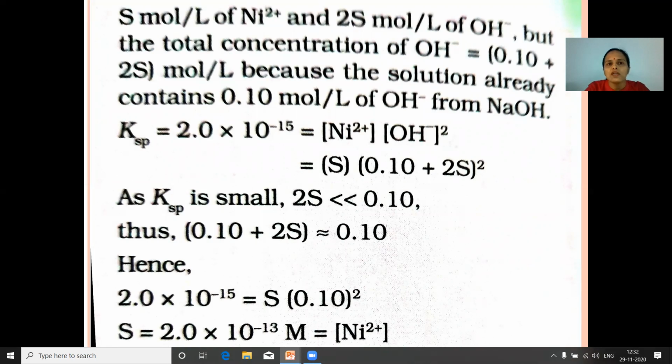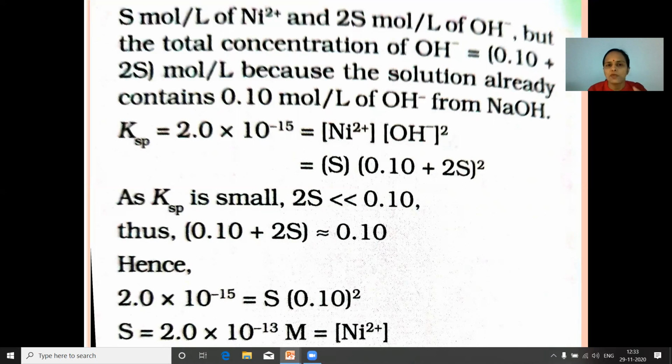But the total concentration of OH minus equals 0.10 plus 2S moles per liter, because the solution already contains 0.10 moles per liter of OH minus ions from NaOH. And Ksp is equal to 2 × 10^-15, which is equal to [Ni2+][OH-]^2. Ni2+ we consider to be S moles per liter, and OH minus ion we consider as (0.10 plus 2S).